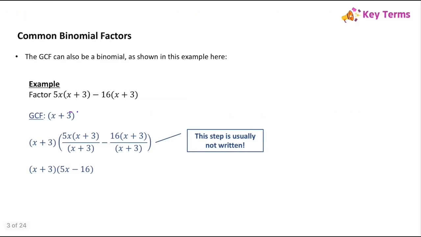So the GCF can also be a binomial, okay? And I know we haven't seen this before, but if we look at this example here, notice that there's an x plus 3 in both of these terms. And what I mean by a term is, 5x times x plus 3 is a term, and minus 16 times x plus 3 is another term. I know these look a little bit different than the terms we're used to seeing, but what we can do is factor out an x plus 3 from both terms.